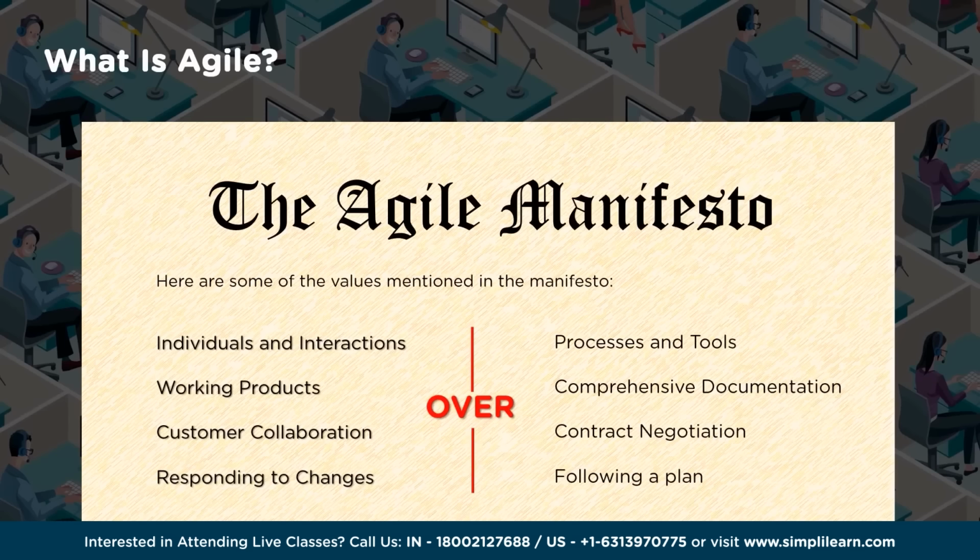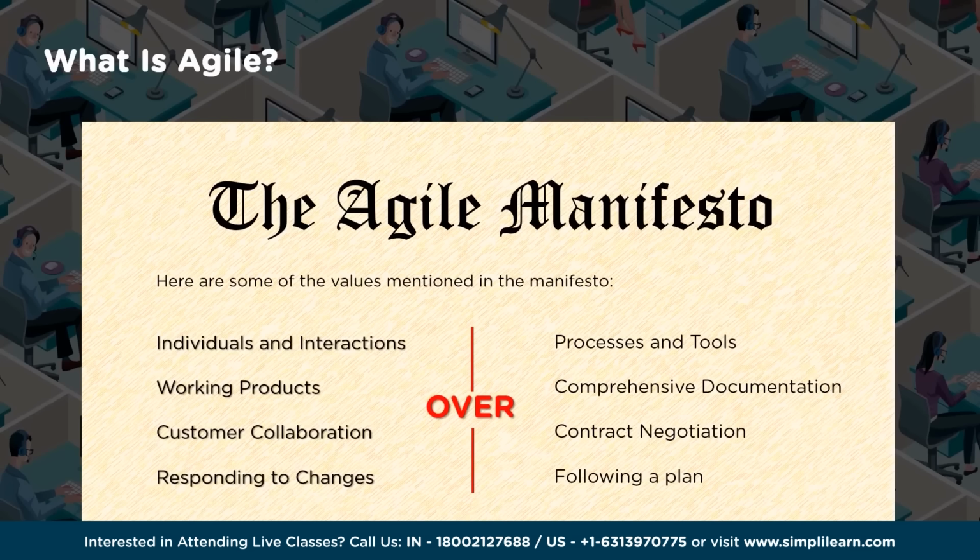Responding to change over following a plan. Now I cannot have a rigid plan, as we were speaking about the waterfall methodology, where I need to go like this only. Based on the scenarios, changes may require us to change directions and move faster. So responding to change requires flexibility in the plan, so that I don't have a very rigid plan. That's how I can create my plan so that I can respond to the specific scenarios which are changing. So this is called the Agile Manifesto, and it has 12 principles associated with it.